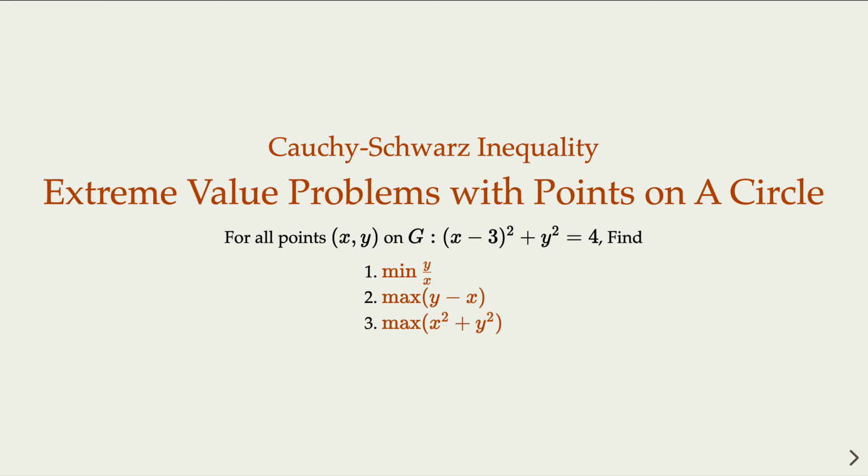We look at a class of problem in finding extreme values when we have points on a circle. In this particular case, the circle is centered at (3, 0), radius 2. We try to find the min or max of these three quantities. Of course, today we're going to introduce a new method, that is to use the Cauchy-Schwarz Inequality in solving these sort of problems. Let's get started.